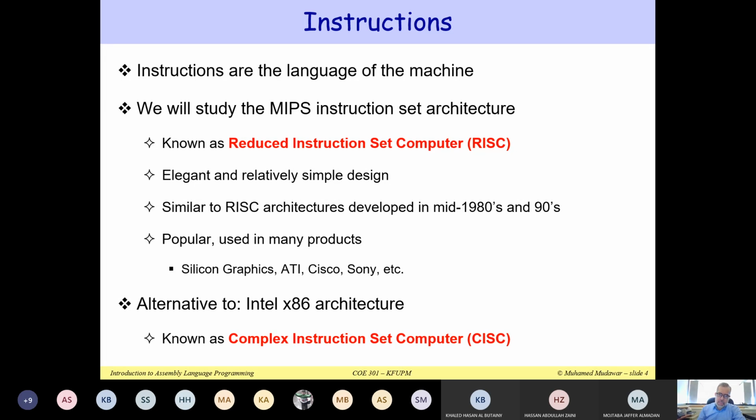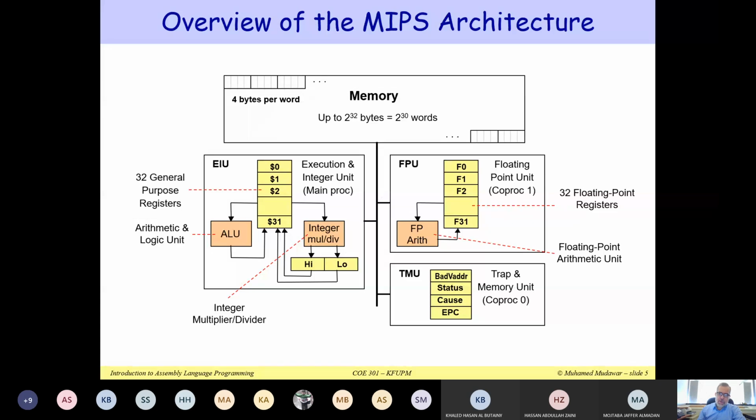Okay, so let me talk here about an overview of the MIPS architecture. It's shown in this slide. So we have the main processor, and this is what is known as the integer execution unit. It has 32 registers, they are called general purpose. You can use these registers. These registers exist in the hardware inside the CPU, and they are numbered from register 0 to register 31.